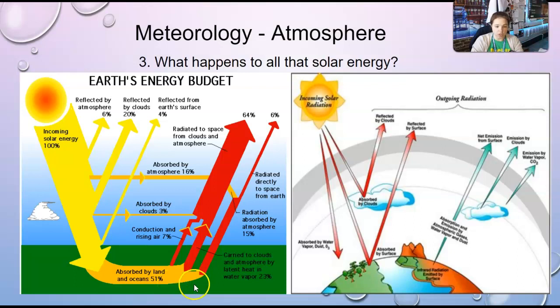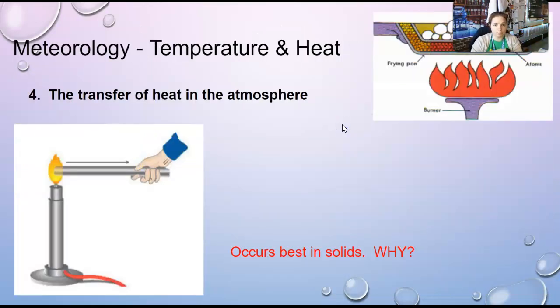And eventually, it gets radiated out to space from the clouds and atmosphere, radiated directly from the Earth. And it's carried to the clouds and the atmosphere by latent heat and vapor. You'll notice we have a lot coming in and some coming out. We don't contain everything that we get.